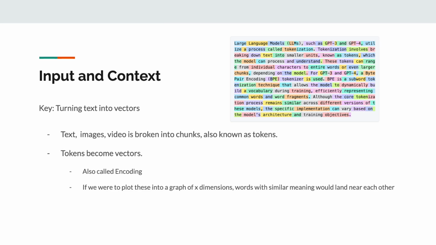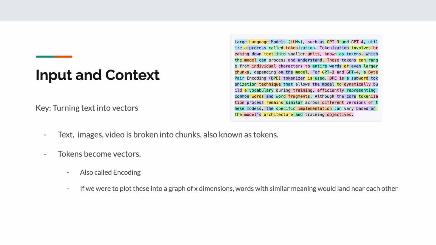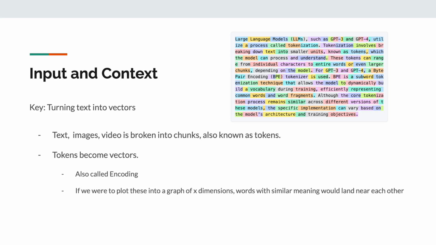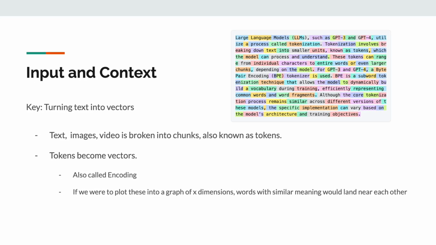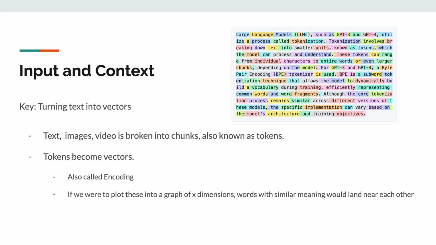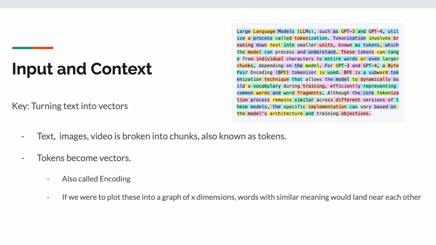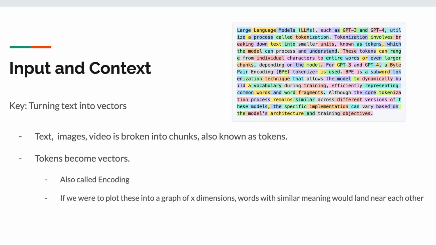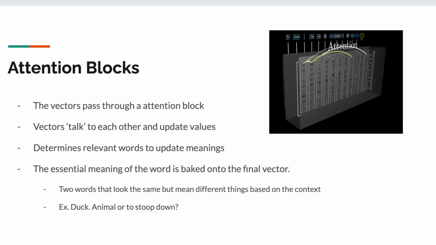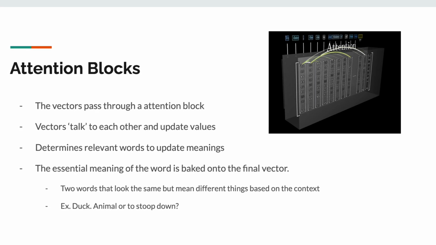Now, text, images, and even video are broken into small chunks called tokens. These tokens are mapped to a numerical vector in a high dimensional space. This dimensional space changes with the complexity of the large language model. When these tokens become vectors, this is also referred to as encoding. If we were to plot these into a graph of x dimensions, words with similar meaning would land near each other.